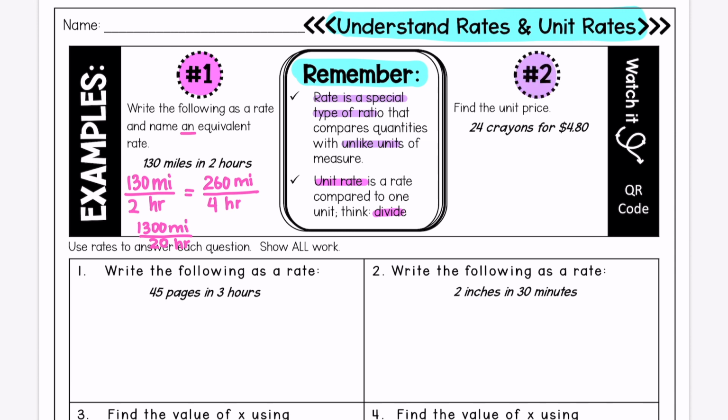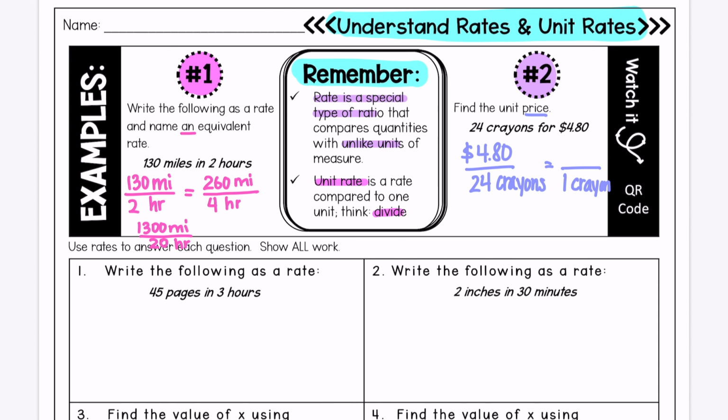Number 2 says to find the unit rate. So that means I want to think about dividing. Now, when it's the unit price, that means I want the cost first. So I'm going to put $4.80 first per 24 crayons. So that's the cost for 24 crayons. I want to know how much it is for 1 crayon.